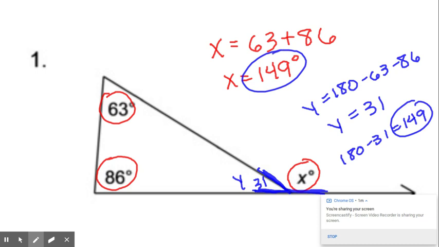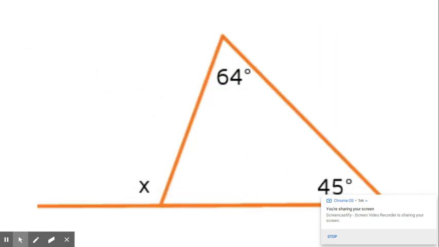The exterior angle theorem is much shorter, but the other way of doing it is using the triangle interior angle sum theorem. Let's take a look at another one. Now again, we're looking for x. x is the exterior angle here. Its two remote interior angles are 64 and 45. So the exterior angle theorem simply tells me to find x, we take 64 plus 45 because they are its remote interior angles. And if we take 64 plus 45, that gets me 109 degrees.